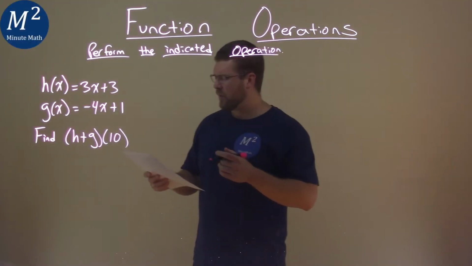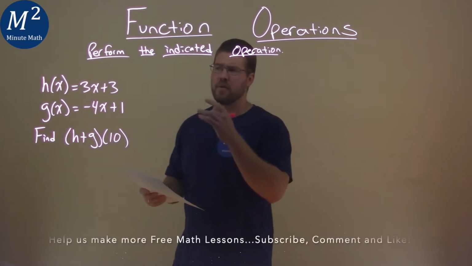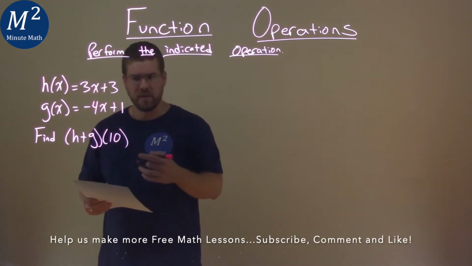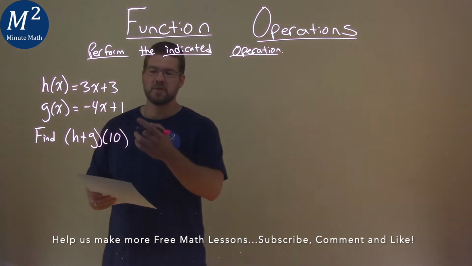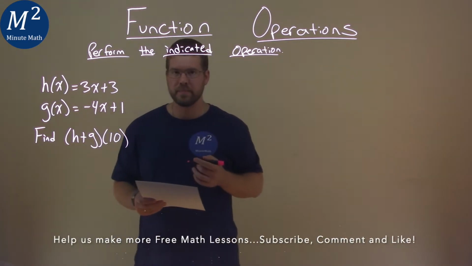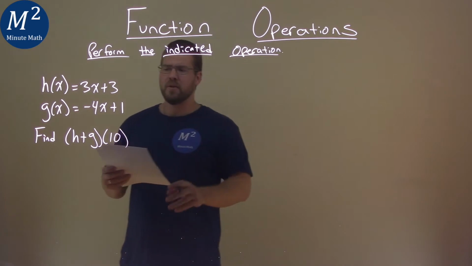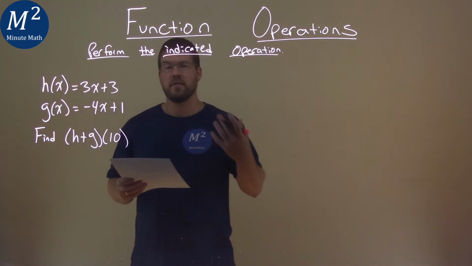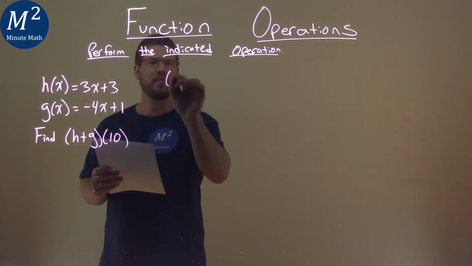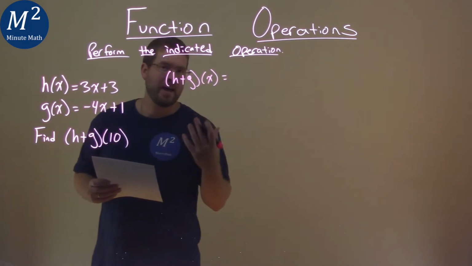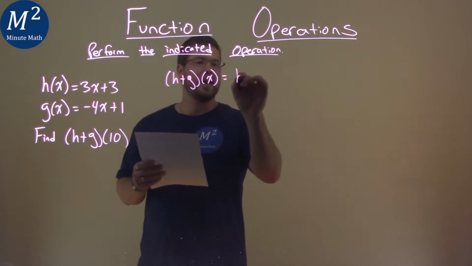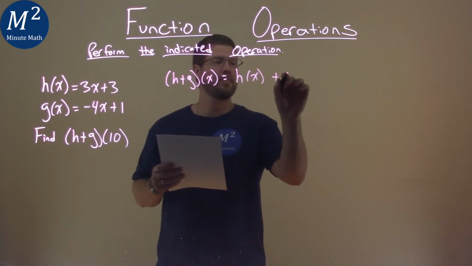We're given this problem right here. H of x is equal to 3x plus 3, and g of x is equal to negative 4x plus 1, and we need to find h plus g of 10. Well, first thing I want to do is find what is h plus g of x. So to do that, I have my h plus g of x, and I'm going to add my two equations. I'm going to add h of x here plus a g of x.